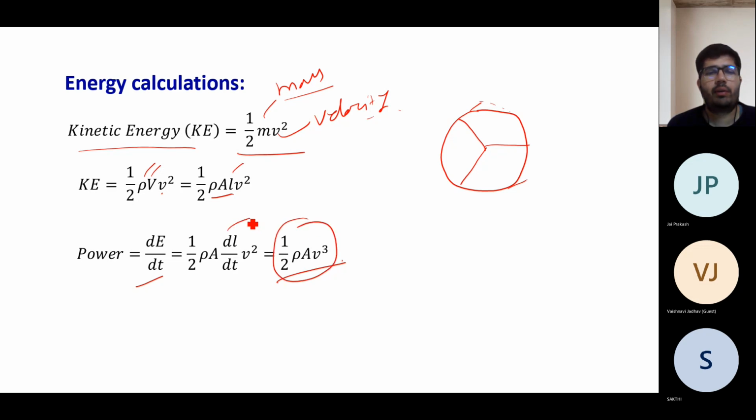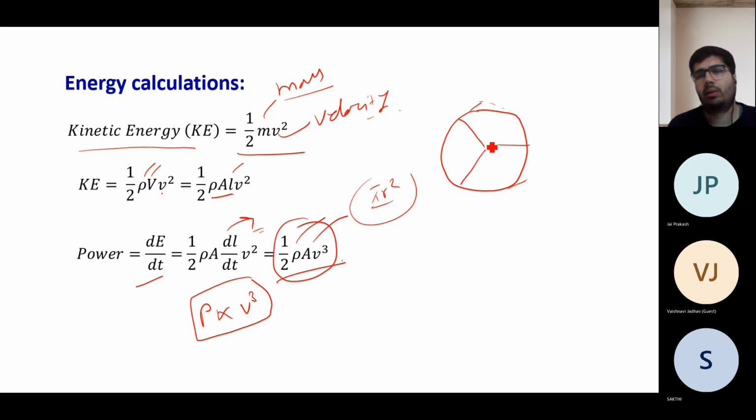Again, dL/dt converts to the velocity. So you can see that power is proportional to velocity cubed, because density will be constant. If you have installed a wind turbine with some radius of the blades, what will be the area? Pi r squared, because it's circular. So the power is directly dependent on the cube of velocity.